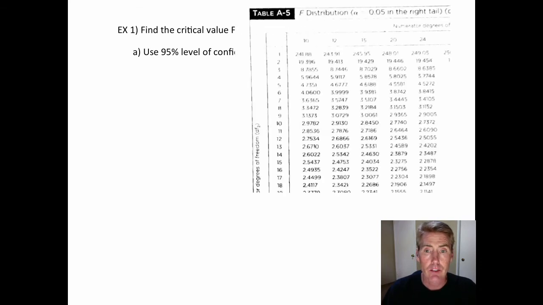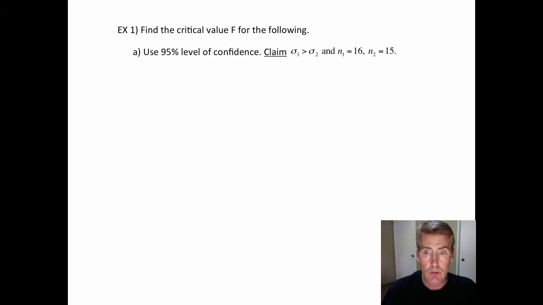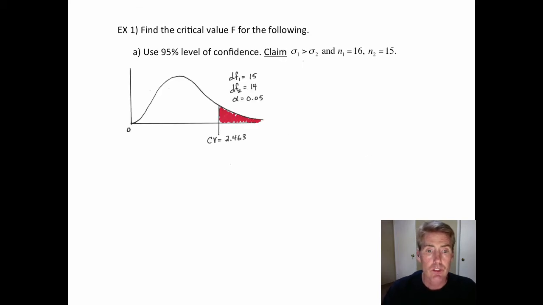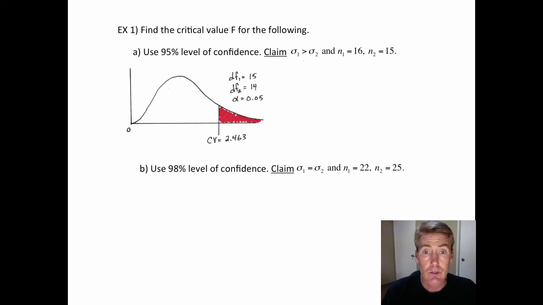Now let's look at it in this case. So we're looking for degrees of freedom 1 is a 15 and then a 14. So if you look at the second page, here's the 15 and here's the 14. So that's at 2.4630. That's the right tail. Now, let's go on to another one.